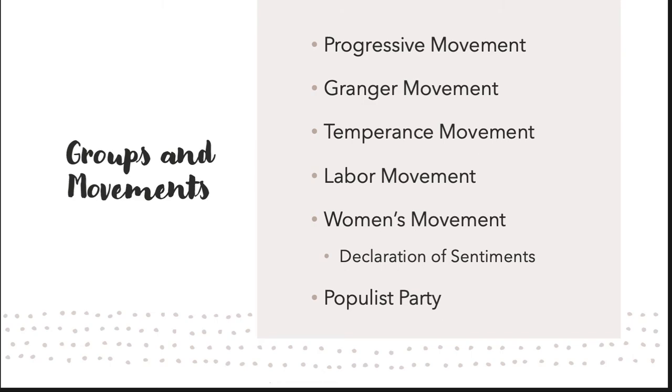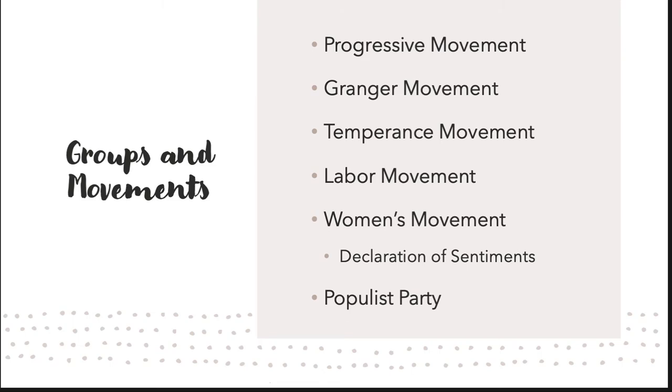The Declaration of Sentiments, modeled after the Declaration of Independence, fighting in the very beginning for the right to vote, all the way up until 1920 when they get the 19th Amendment, finally getting the right to vote.